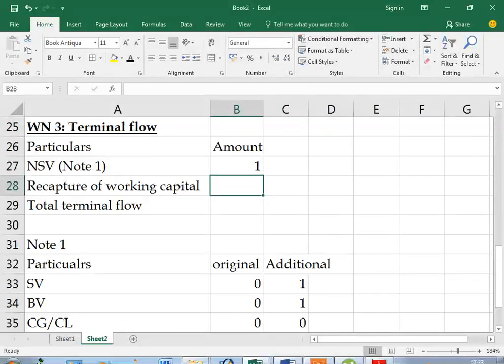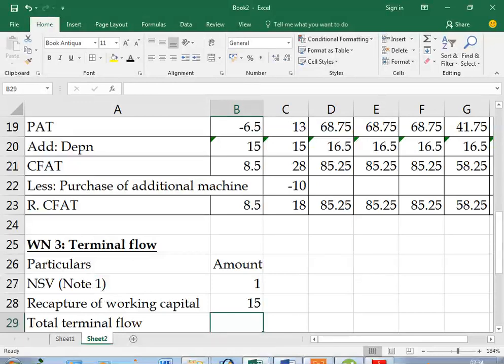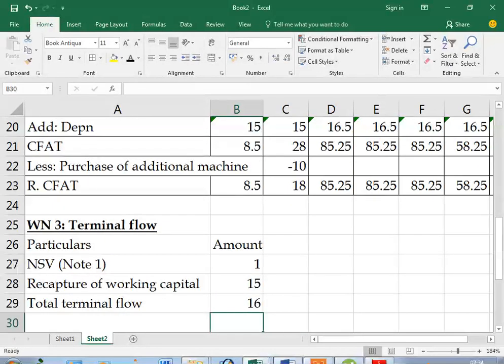Recapture is whatever was the initial outflow, now an inflow. So 15 lakhs money blocked on day 0, 15 lakhs is the money released in year 8, and terminal flow is 16. Total terminal flow is 16. Please do this.